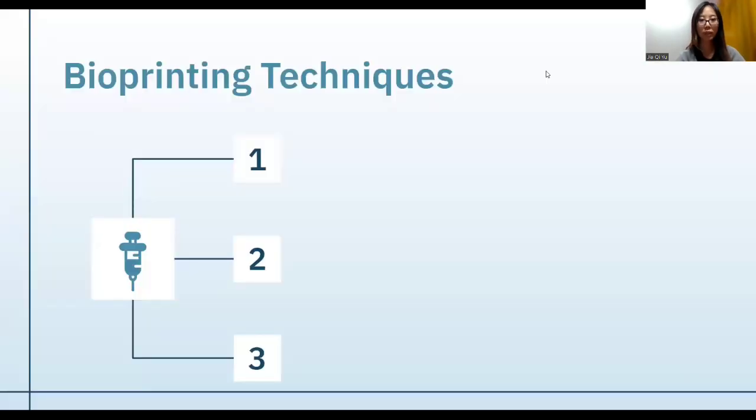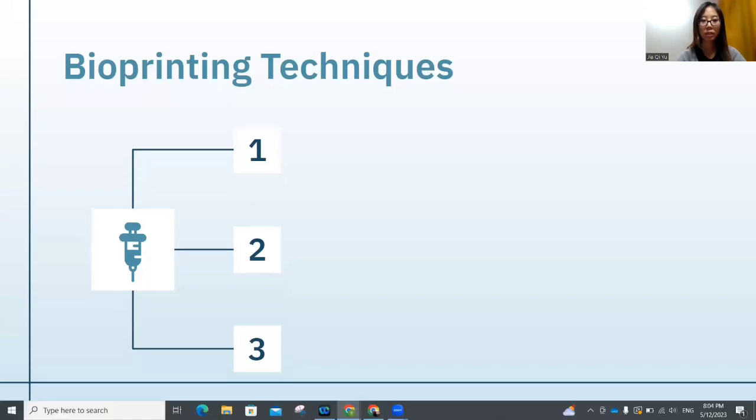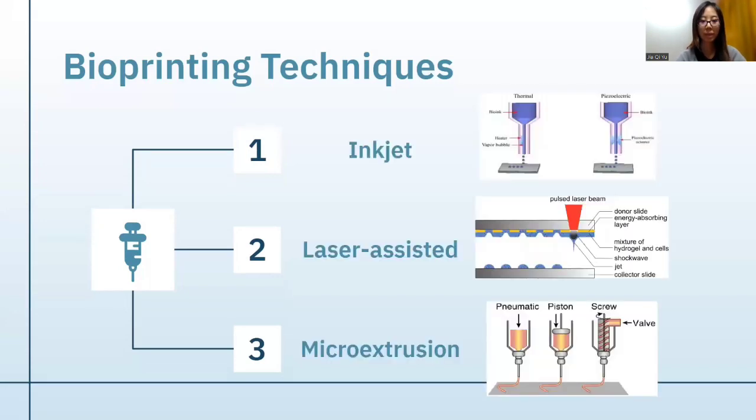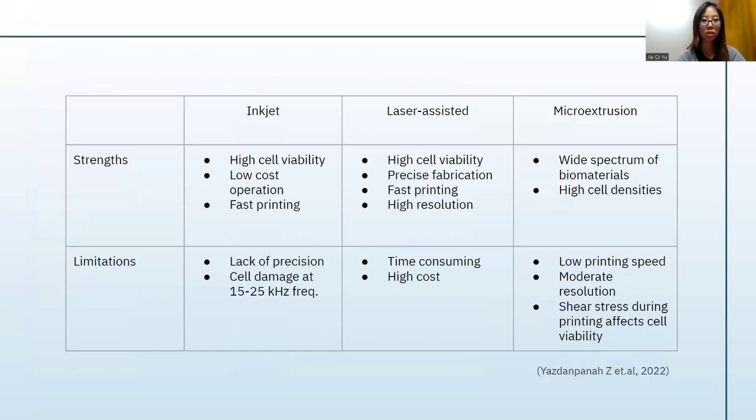There are 3 types of bioprinting techniques used in the bioprinting of bone: inkjet, laser-assisted, and micro extrusion. This table shows the strengths and limitations of each bioprinting technique. First, inkjet bioprinting can produce a scaffold with high cell viability, and it is also a low-cost operation, but it lacks precision. Next, laser-assisted bioprinting has precise fabrication and can produce a scaffold with high cell viability, but it is a time-consuming process and high cost. Next, micro extrusion can be used for a wide spectrum of biomaterials, but it has low printing speed and moderate resolution.